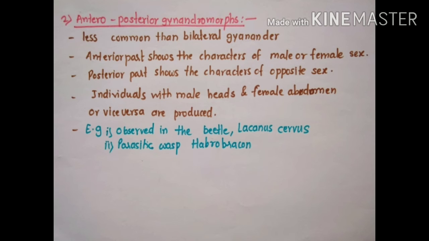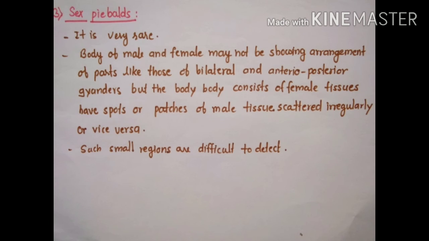So here you observe the diagram carefully, you should understand that. So this is the second type of Gynandromorphus called the antero-posterior Gynandromorphus. Remember that when the anterior region of the body has the characteristic of one sex and the posterior half part of the body showing the other sex. Are you getting me? Now we are going to the third type.